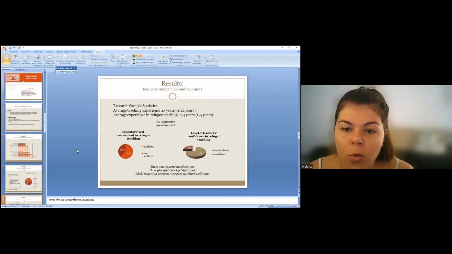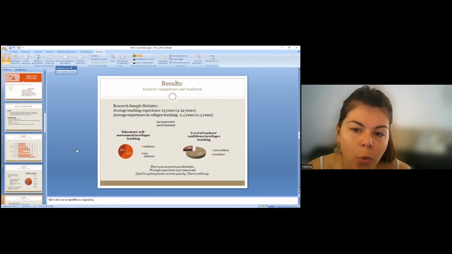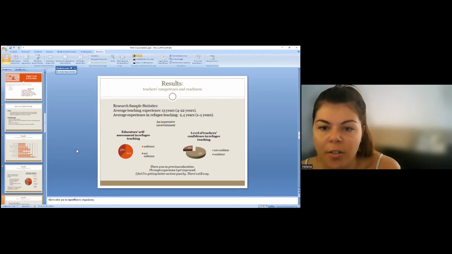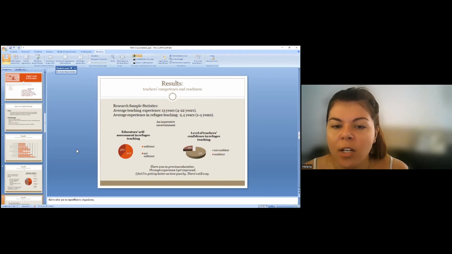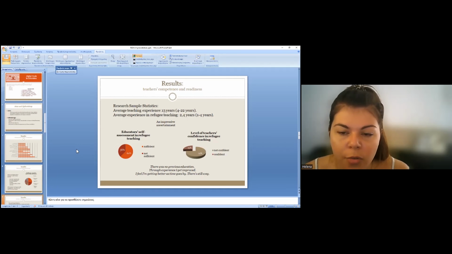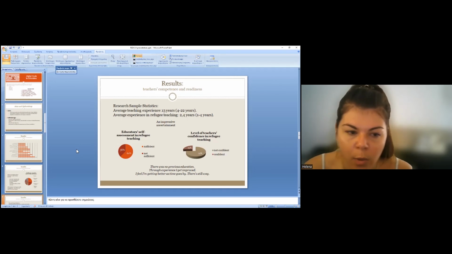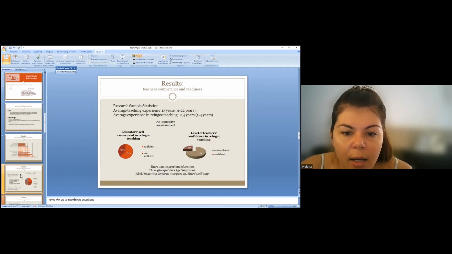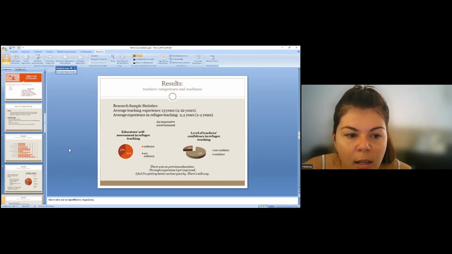And we're talking about an average teaching experience of 13 years. Some teachers have been working for 4 to 22 years, but their interaction with refugee students is on average 2.4 years, which is really, really low. Now, let me move on to the next slide here.